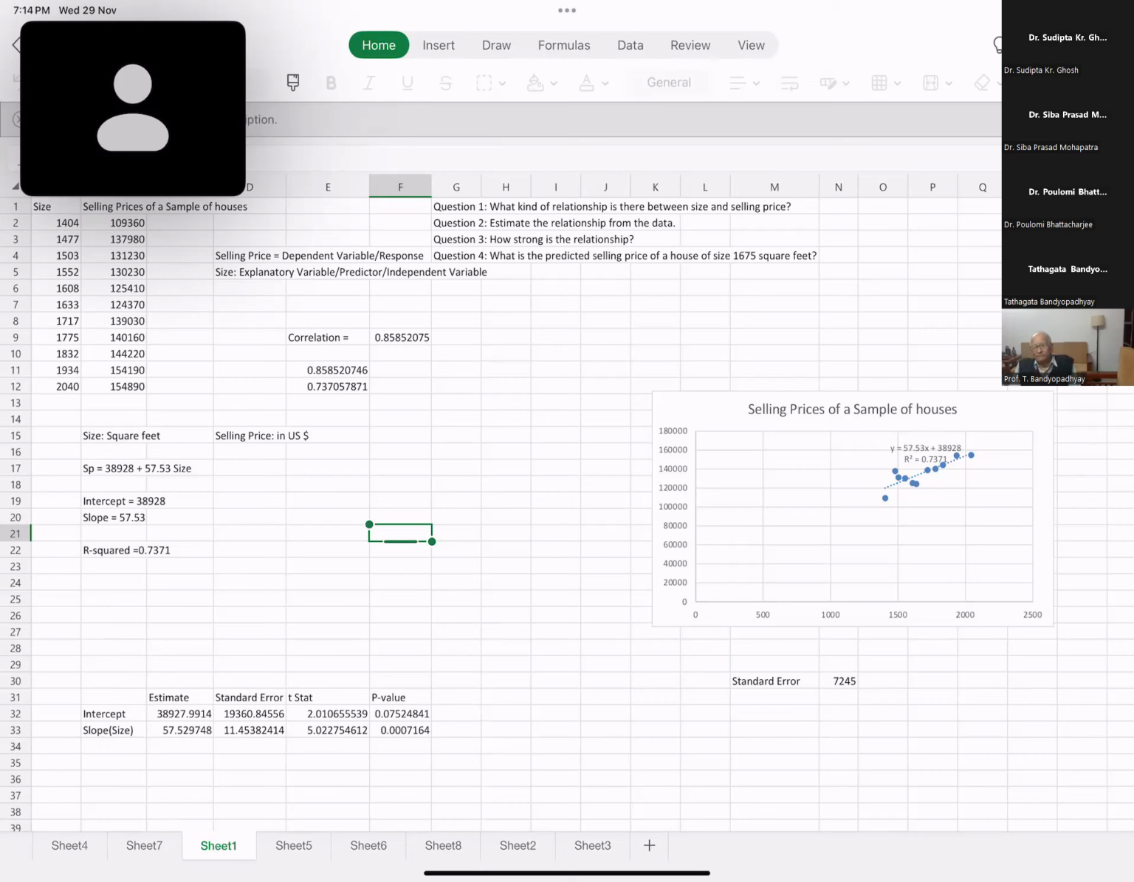What does it mean? Suppose I have the selling prices of 10 apartments, all of which are 1,000 square feet, and they are different.